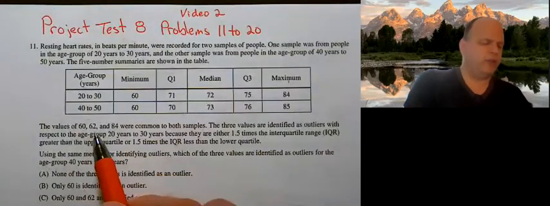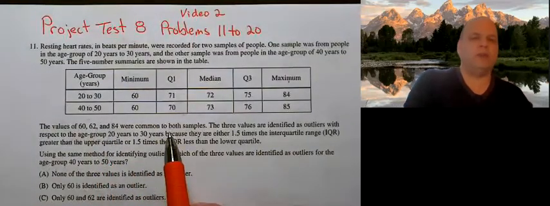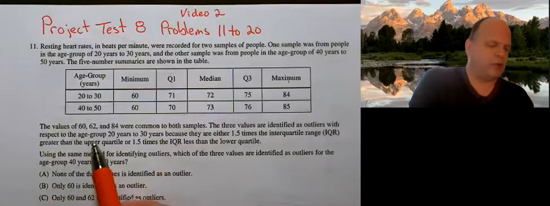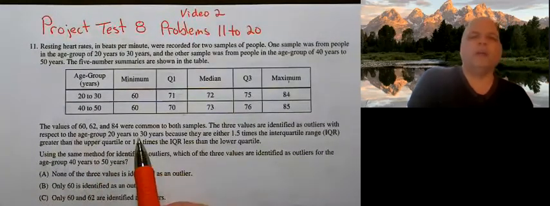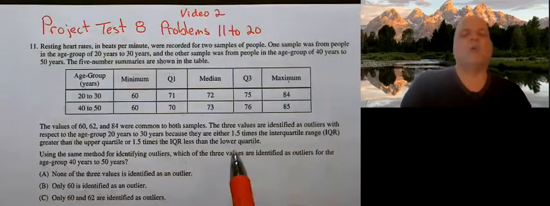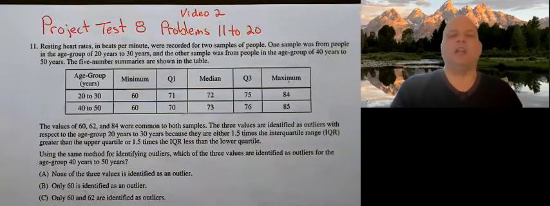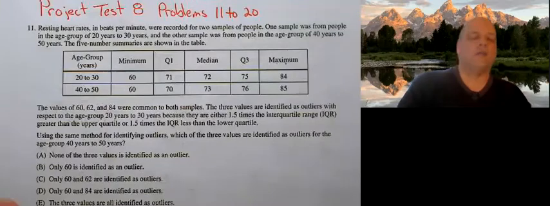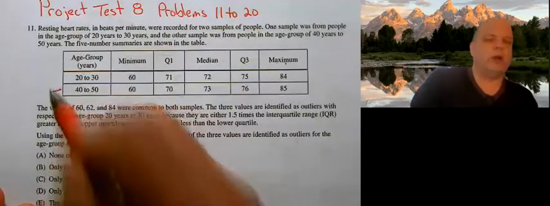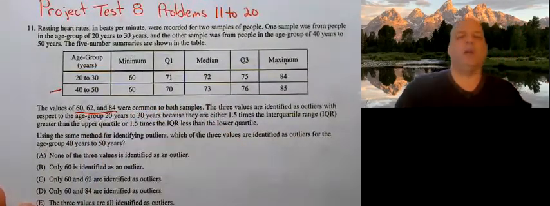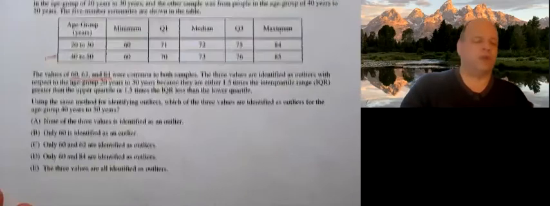The values 60, 62, and 84 were common to both samples. The 3 values identify outliers with respect to the age group of 20 to 30 years old because they're either 1.5 times the interquartile range greater than the upper quartile or 1.5 times the IQR less than the lower quartile. Using the same method for identifying outliers, which of the 3 are identified as outliers for the age group 40 to 50? So we're only paying attention to the age group of 40 to 50, and we have these values, and we want to know whether or not any of them are outliers for that age group.